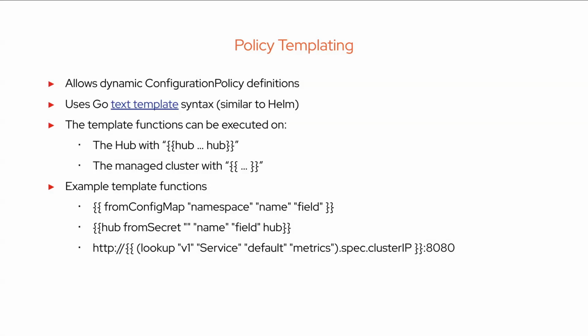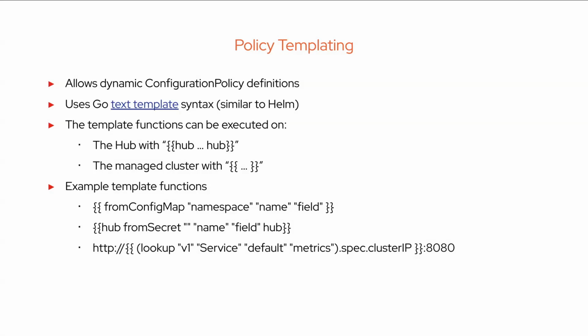So one of the really cool features about OCM policies is policy templating. And so it allows you to have dynamic configuration policy definitions, and it uses the Go text template syntax, which is pretty similar to Helm. So we have a lot of similar template functions as well that you might have been used to with Helm. And so there's two types of template functions. There's some on the hub, and then there's some for the managed cluster.